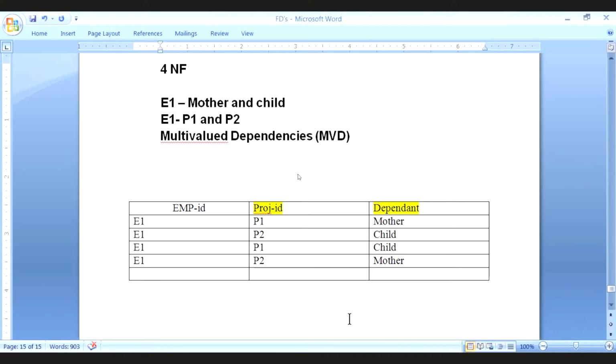And what are the MVDs present here? Just see, how do I write an MVD? First of all, let me show you. Suppose A is an attribute and B is another attribute, and A is written in this manner, double arrow. A double arrow means give a straight line and then two arrows, B. A double arrow B.